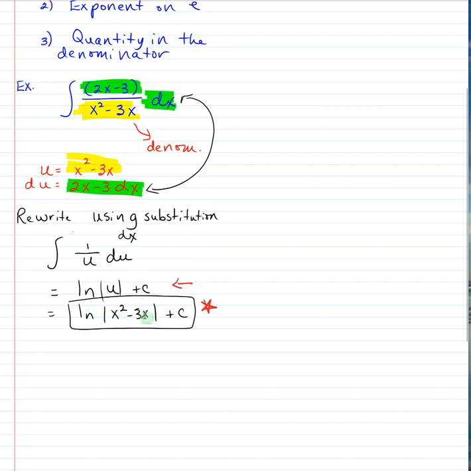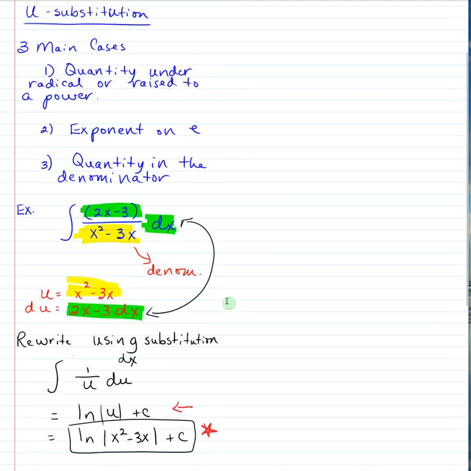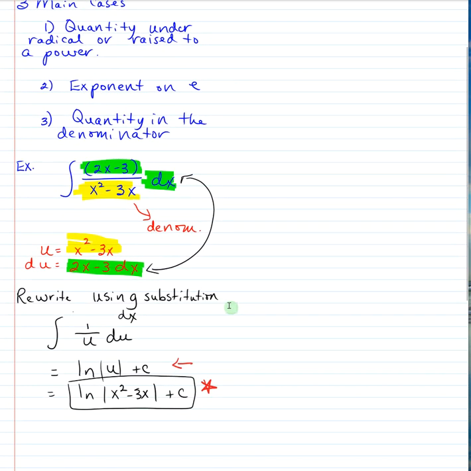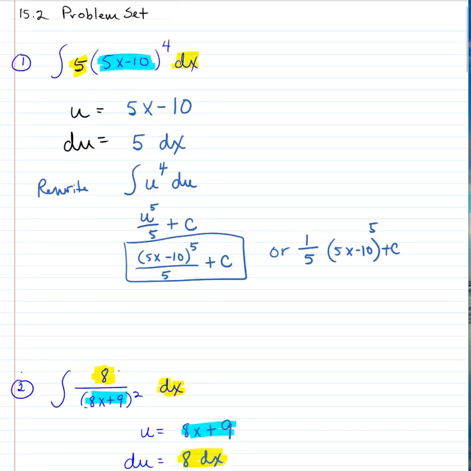You back substitute whatever you let u be. That was x squared minus 3x. So we have ln absolute value of x squared minus 3x plus c. That's going to be our process. And I've tried to color code where I could. The more you do, the more you'll begin to look for certain things. Let's go look at the problems.